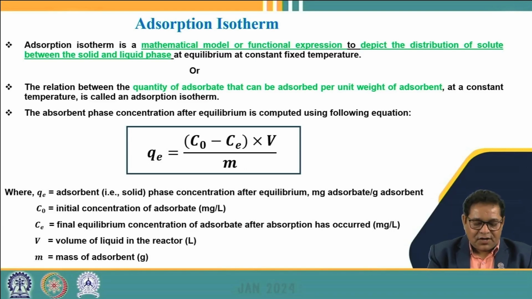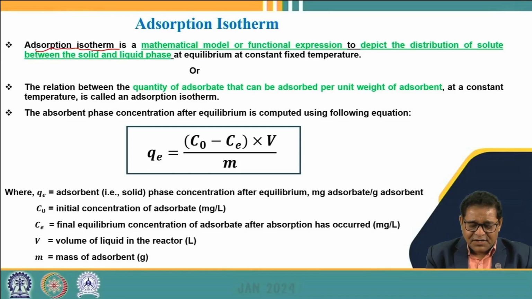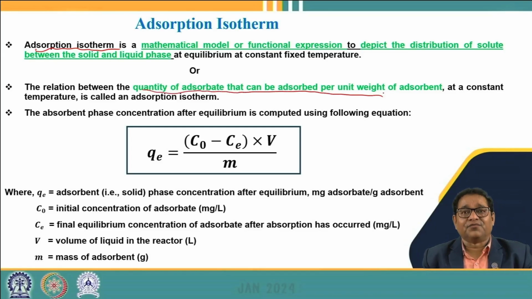Let us discuss what is an adsorption isotherm. So an adsorption isotherm, if we say, is a mathematical model or functional expression. This depicts the distribution of solute between the solid and the liquid phase at equilibrium at a constant temperature. So this basically gives the quantity of adsorbate that can be adsorbed per unit weight of the adsorbent at a constant temperature, and the relation between the quantity of adsorbate that can be adsorbed per unit weight of adsorbent at a constant temperature is called the adsorption isotherm.